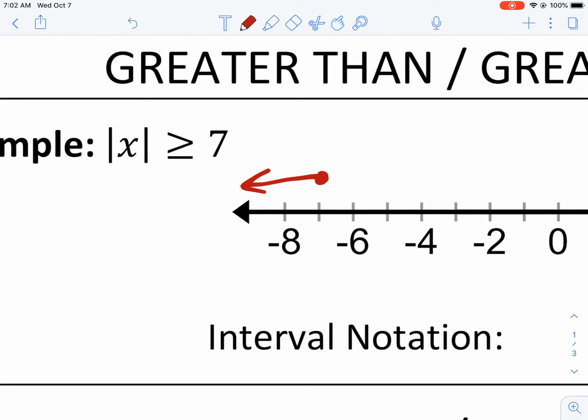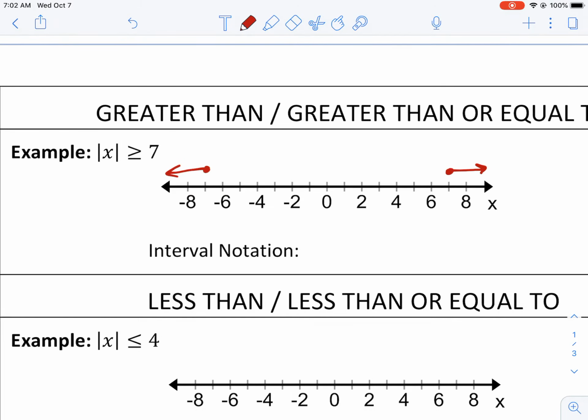So if you look at what we have here, right? We have one arrow going to the right, one going to the left. So this is a compound inequality, right? This is an or compound inequality. X could be greater than 7 or less than negative 7. Either of those numbers in absolute value will be greater than 7.